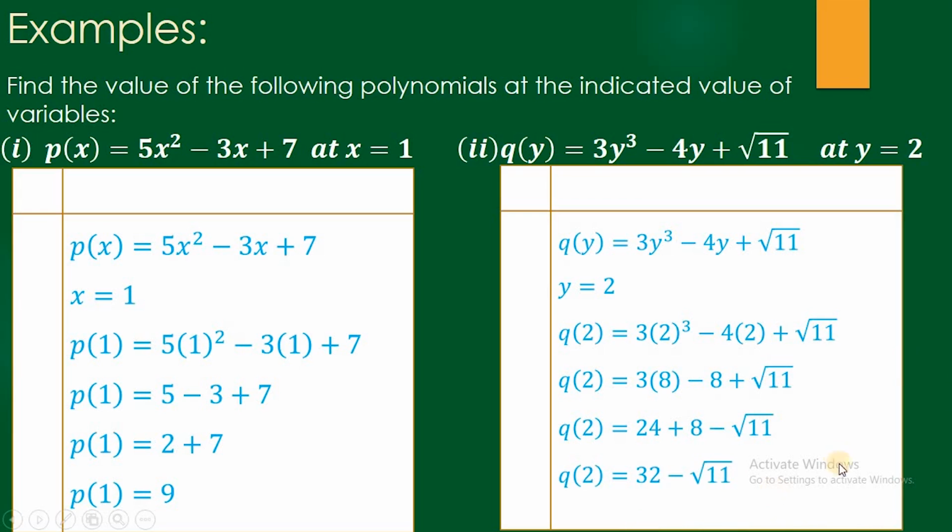32 plus 11. Therefore, the value of the given polynomial at y equal to 2 is 32 minus square root of 11. Let's take another example.